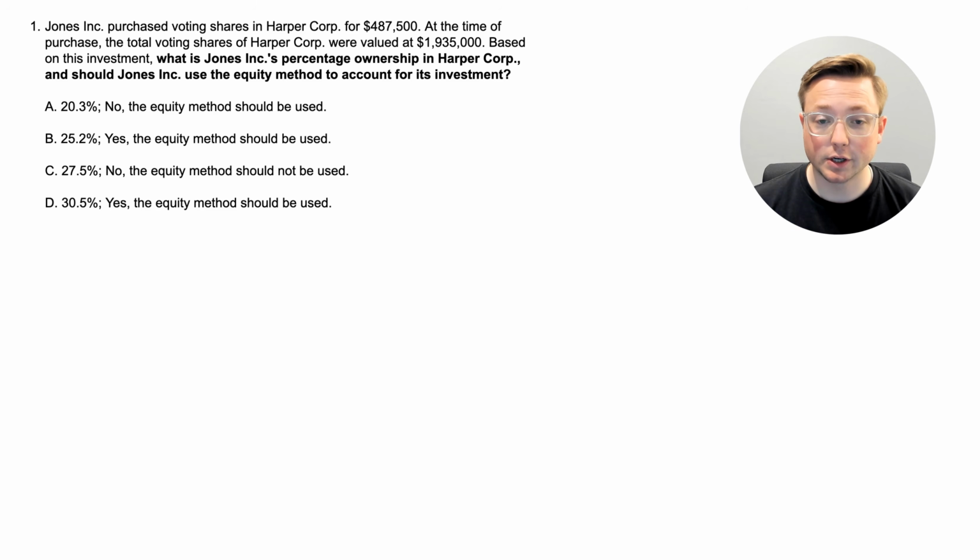Jones Inc. purchased voting shares in Harper Corp. for $487,500. At the time of the purchase, the total voting shares of Harper Corp. were valued at $1,935,000. Based on this investment, what is their percentage ownership and should they use the equity method?